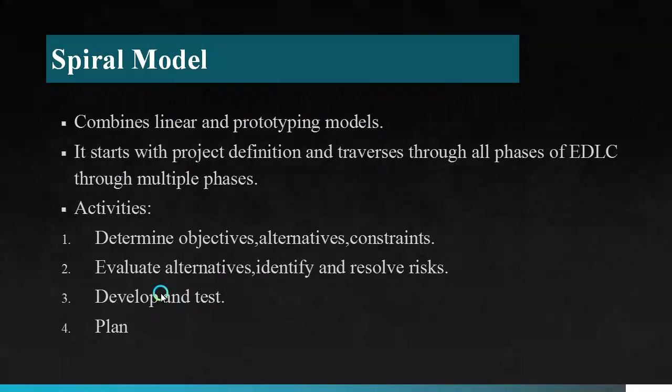Next and the last model is spiral model. It combines linear and prototyping models. It starts with project definition and traverses through all phases of EDLC through multiple phases. So these two points are similar to the linear and prototyping models. That is, it traverses through all the EDLC phases. But the main activities done here is, firstly, determine objectives, alternatives, and constraints. Evaluate alternatives, identify and resolve risks, develop and test, and plan.